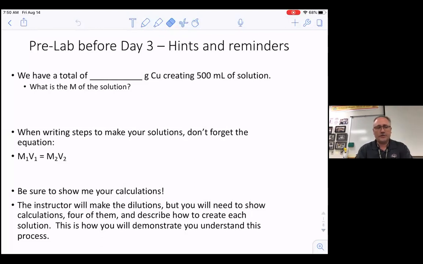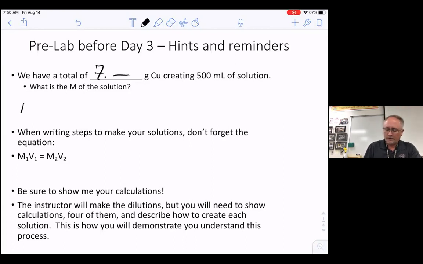So looking at this first question, it says we've got a total of so many grams of copper creating a 500 milliliter solution. That was what we were supposed to do. You had about, I think, 7 point something grams of copper, and we diluted in a volumetric flask to 500 milliliters. So let's just say it was 7 point whatever, some amount of grams creating 500 milliliters of solution.